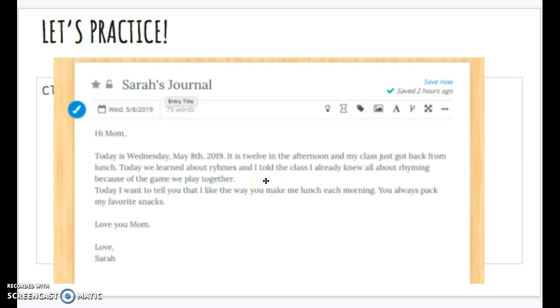Now, the only thing that I would put there is maybe she could add a little bit more to that sentence. What did they learn about rhymes? How did they learn it? What activity did they do? So this may be something to include right in this section. And then it says the last sentence right here is, today I want to tell you that I like the way you make me lunch each morning. So this is a way to tell your mom or dad how much you appreciate them. So this is a journal we're going to be doing, like I said, every single week.